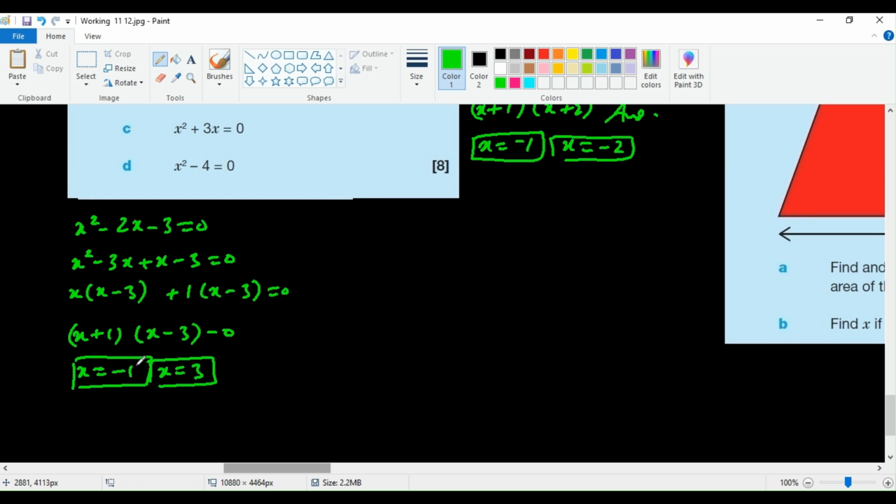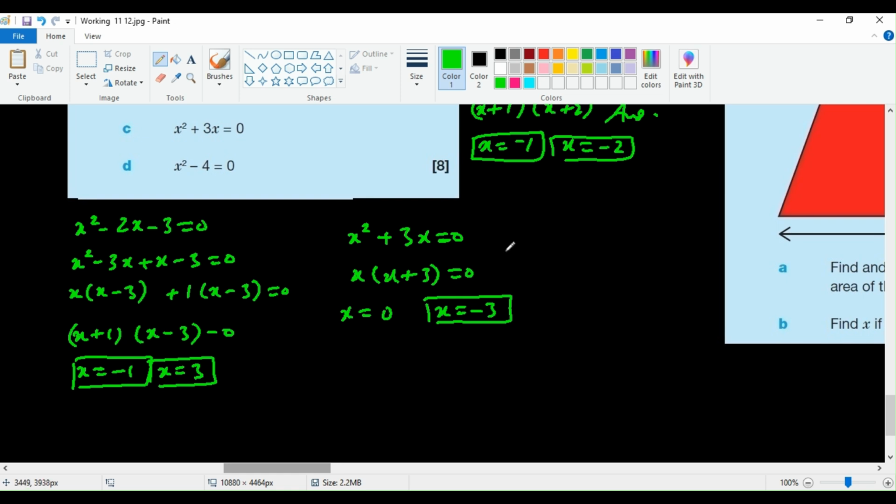These two are the values. Now comes part C. It says x squared plus 3x equals 0. That means x is common in both of them. x plus 3 equals 0. That means the first value of x is going to be 0 and the other is x equals -3. These are the two values.